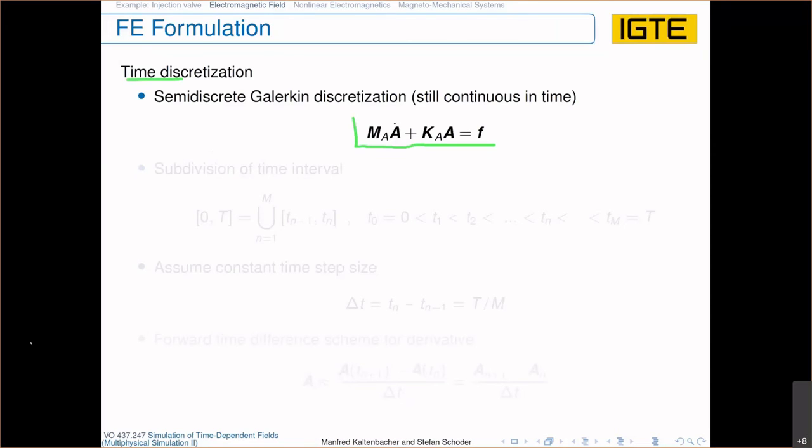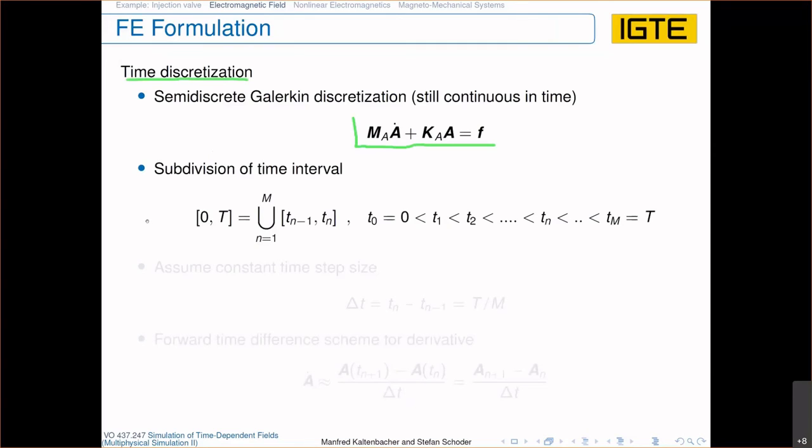Okay, so for this, similar as for space discretization, we discretize our time interval in which we want to compute our solution into small intervals from Tn-1 to Tn, as shown here. And this is going from n equal 1 to m when we subdivide it into m time intervals.